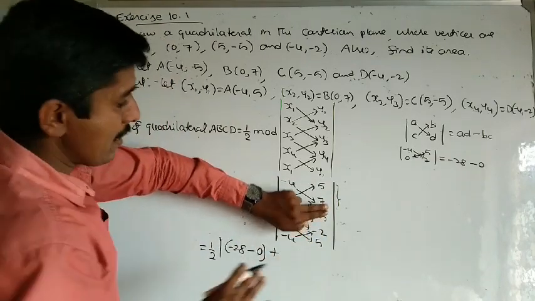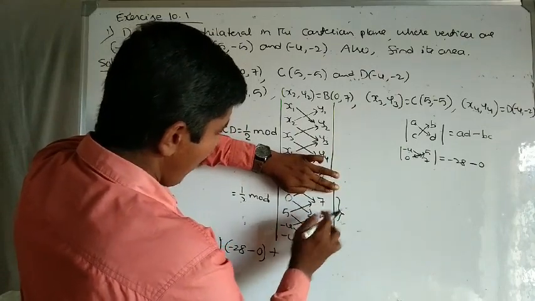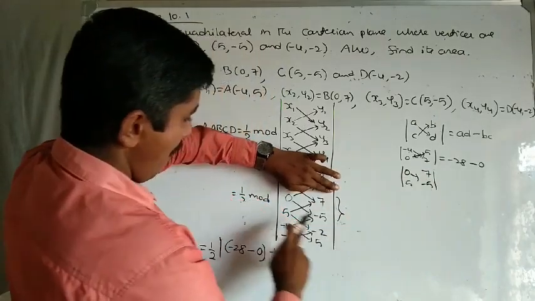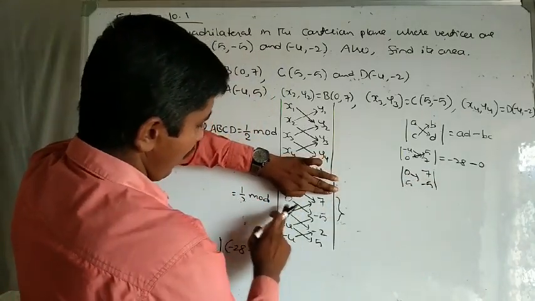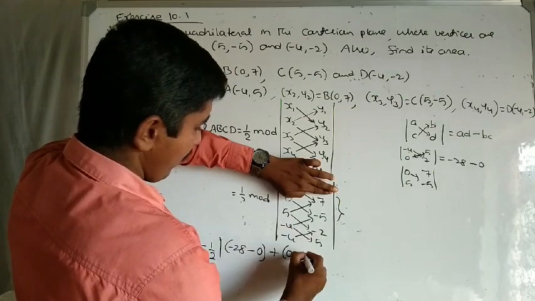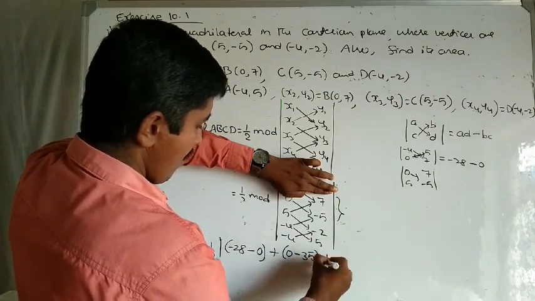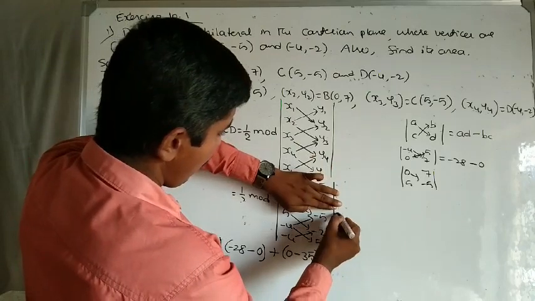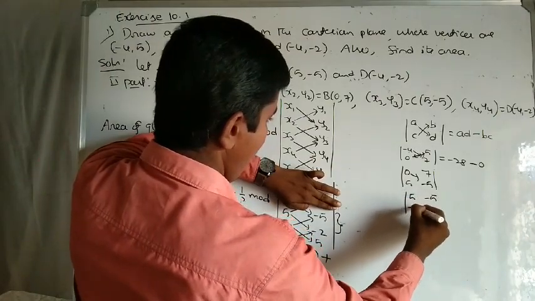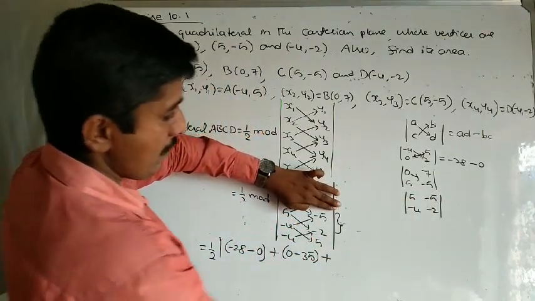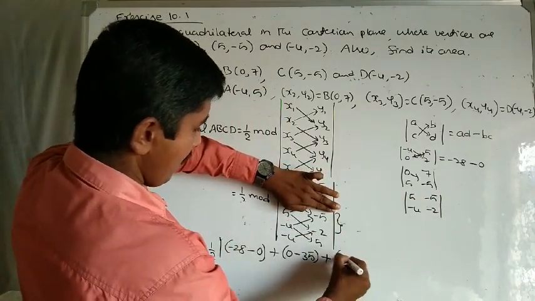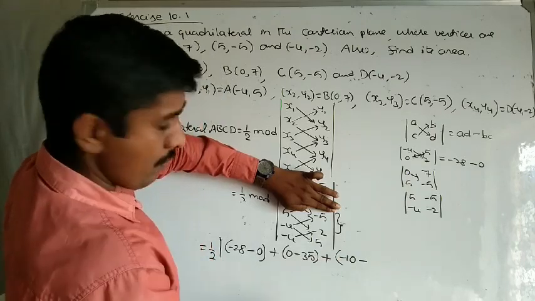Next plus. Now the second one and third one: 0, 7, 5, minus 5. I am expanding directly. 0 into minus 5, 0. Put minus. Next 7 into 5, 35. Plus. Now the third one and fourth one: 5, minus 5, minus 4, minus 2. Directly, 5 into minus 2, minus 10. Correct. Put minus.